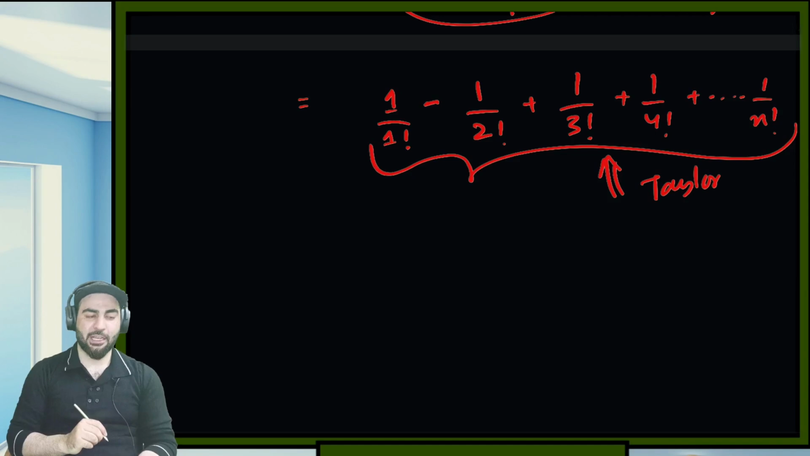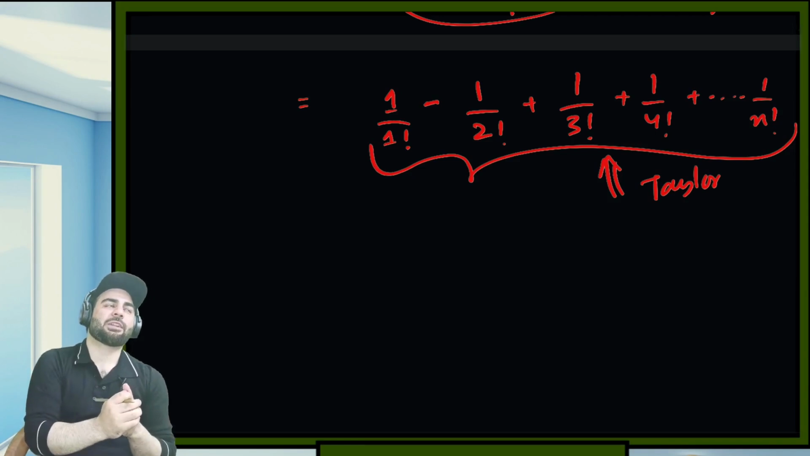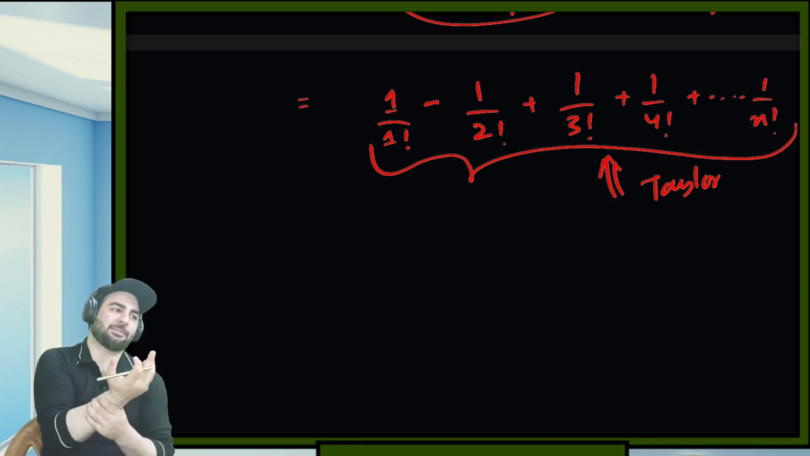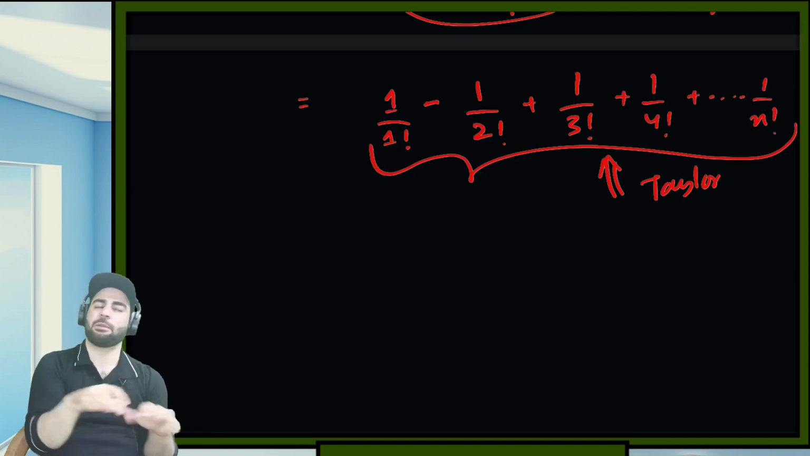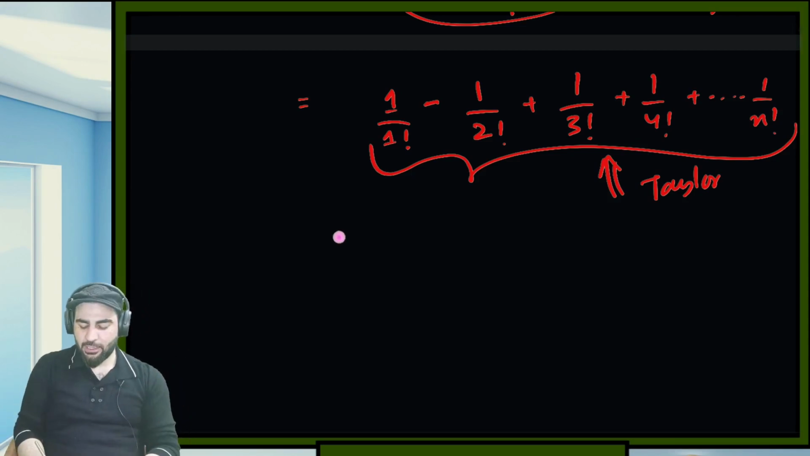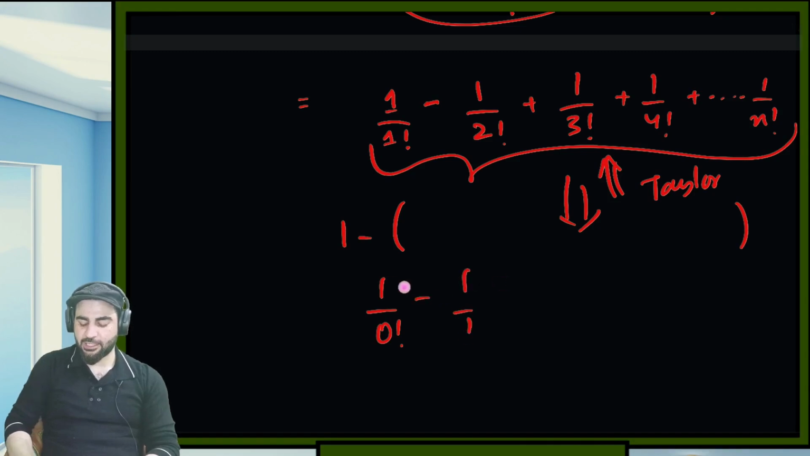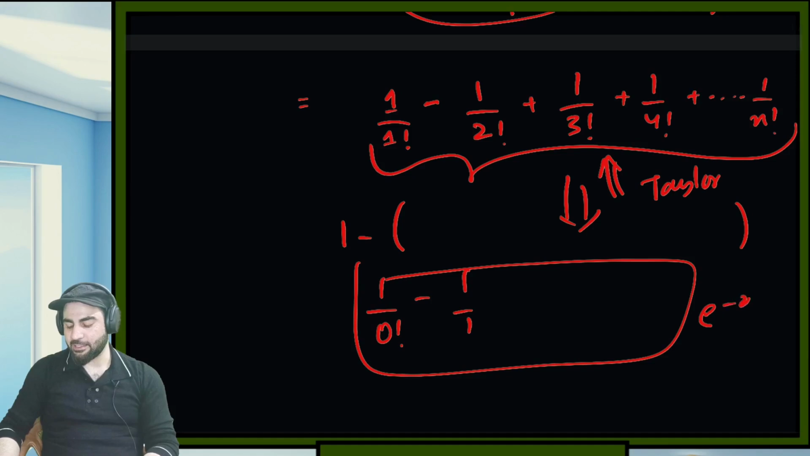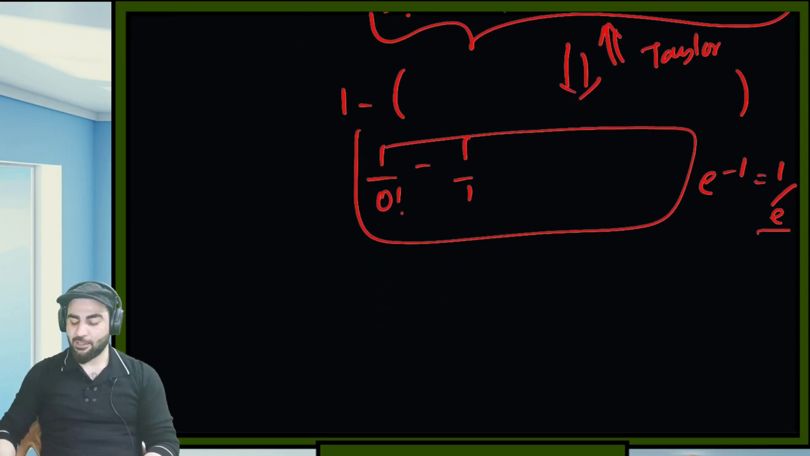We can approximate this. Usually the question will be: what's the probability that no one gets matched? If you shuffle these cards, what is the probability that no card gets to its own place, or nobody gets their own hat? We'll do that by 1 minus all of this. So 1 minus 0 factorial, and then minus 1 minus 1 factorial. This is equal to e to the power minus x, so 1 divided by e to the power x. Sorry, this is e to the power minus 1, so this is 1 by e. So this is the answer.